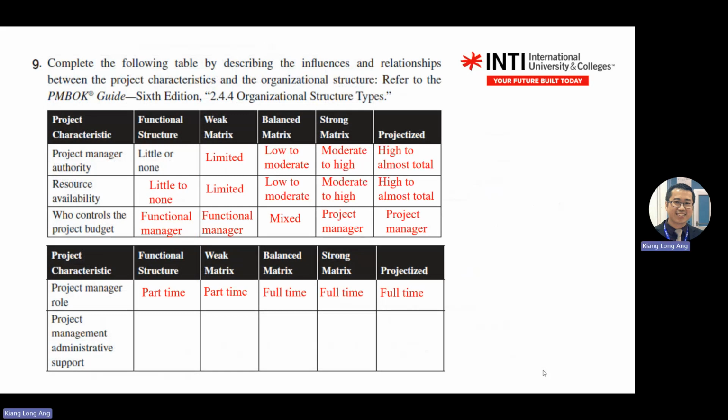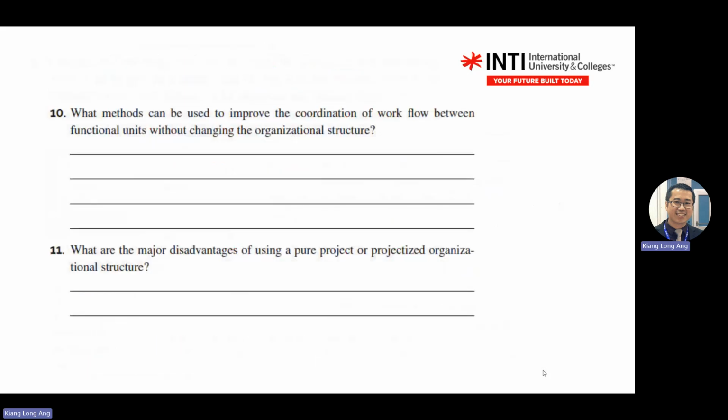Okay. Project management administrative staff: this one also goes from part-time to full-time, so it moves towards this side. Part-time, part-time, full-time, full-time, full-time. So basically it is still telling the differences between the organization charts: who has the authority, who is responsible, and who is accountable. Okay, so number 10, we are halfway there.